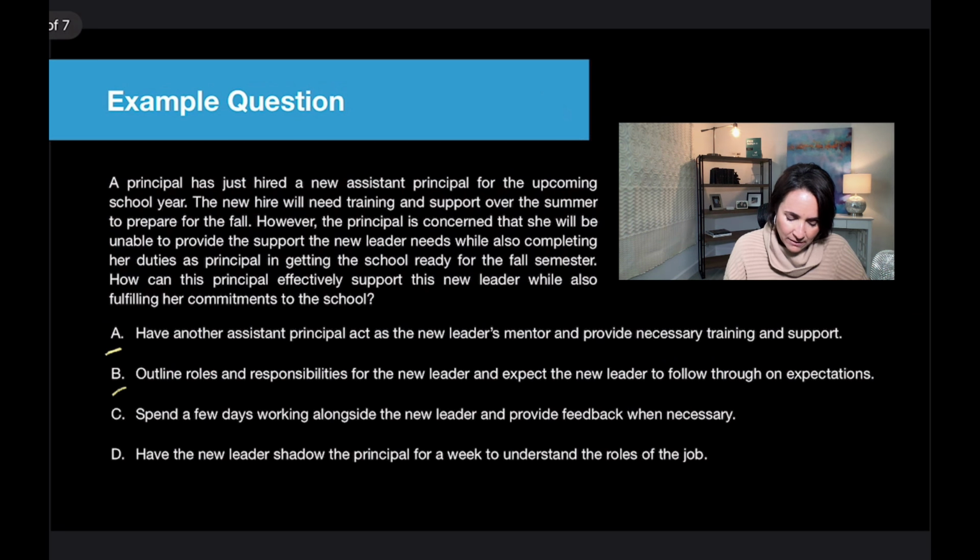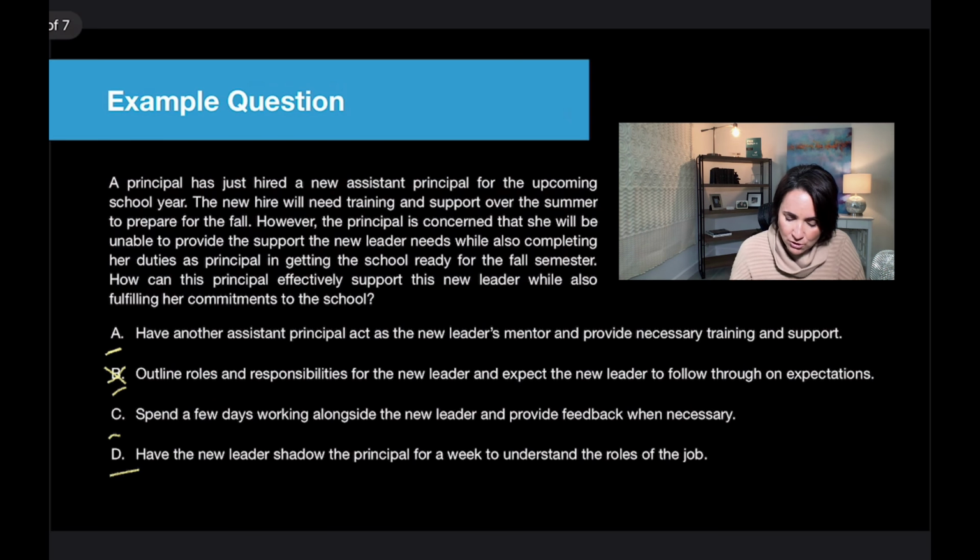That right away jumps out at me as kind of negative. It doesn't seem very supportive. I'm going to cross it off for now because it sounds punitive. Expecting somebody to deliver on expectations feels a little punitive. C, spend a few days working alongside the new leader and provide feedback when necessary. And D, have the new leader shadow the principal for a week to understand the roles of the job.